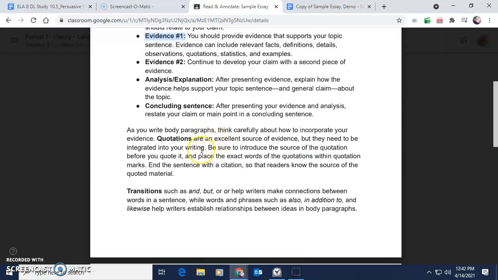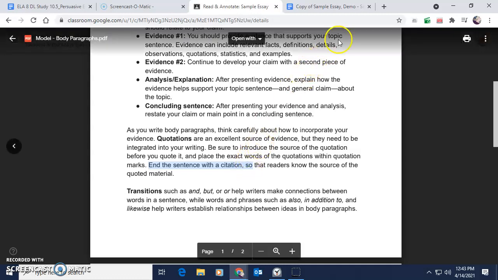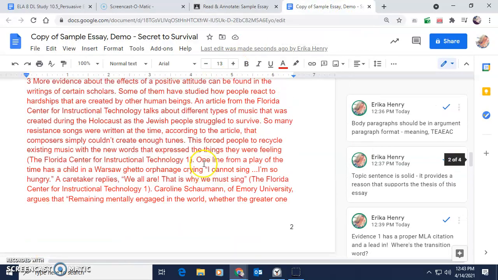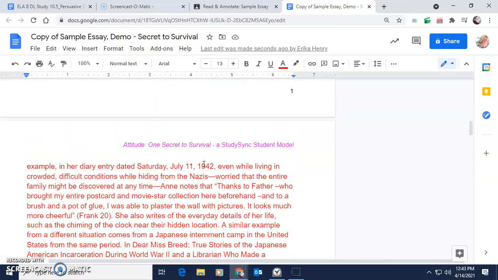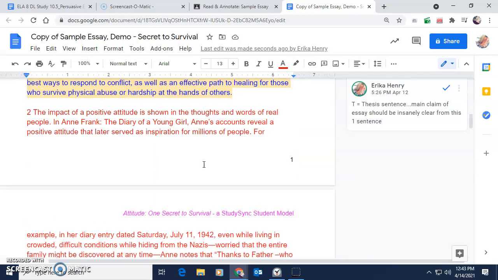As you write body paragraphs, think carefully about how to incorporate your evidence. Quotations are an excellent source of evidence, but they need to be integrated into your writing, meaning it needs to flow. Be sure to introduce the source of the quotation before you quote it, meaning use a transition word. Place the exact words in quotations. We've done this so much with TEA. And end the sentence with a citation. Don't forget your MLA citations. Let's look at paragraph 2. So go ahead and jump into your copy of the study. Go ahead and go back up to paragraph 2. The student does a good job in paragraph 2 in that regard.